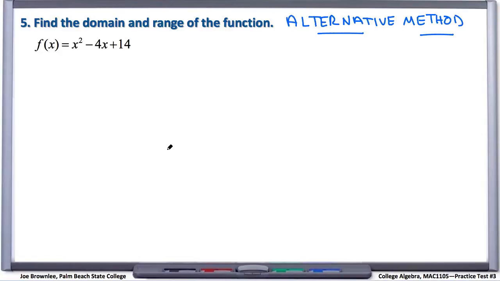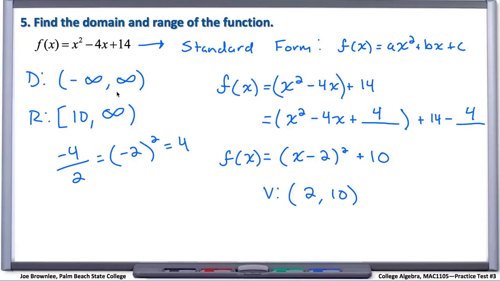All right, I want to look at an alternative way to find the range for number 5. If you watched the previous question in this playlist, number 5, what we did to find the range, and I'll go back to that screen real quick, is we talked about how the domain for parabolas that open up and down is always negative infinity to positive infinity.